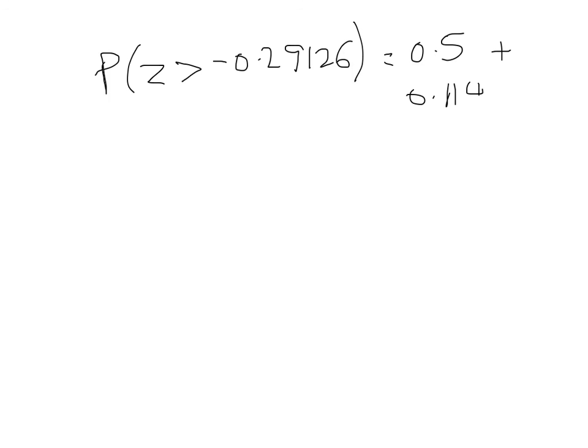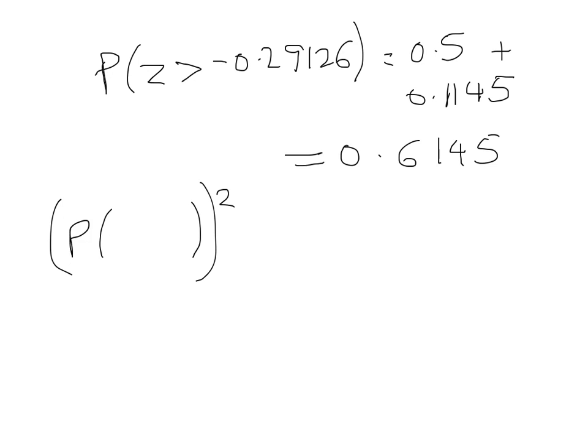So the probability that z is greater than -0.29126 is equal to 0.5 plus 0.1145, and that equals 0.6145. But we're asked about the probability that 2 students will have readings above 110 mmHg. So we need to take that probability and square it, which gives us 0.6145 squared, or 0.3761. I think if you're doing that on the graphics calculator, you'll get 0.3776, which is fine.